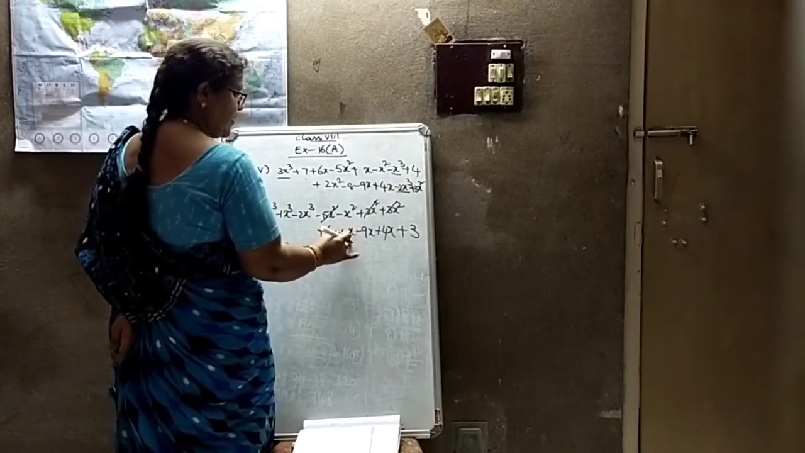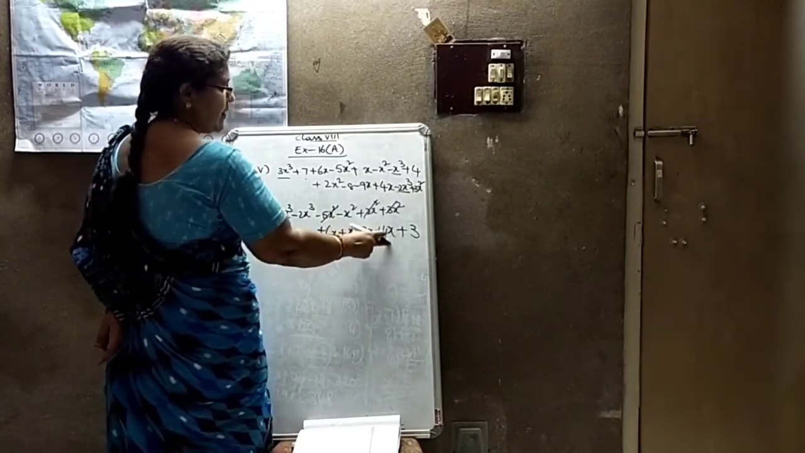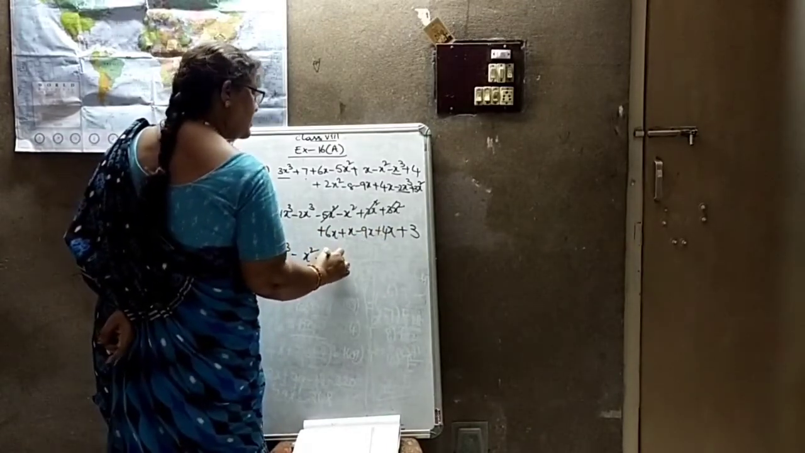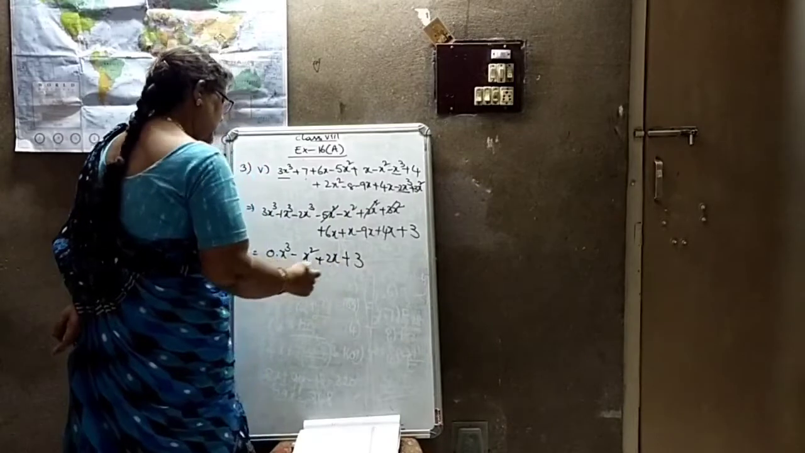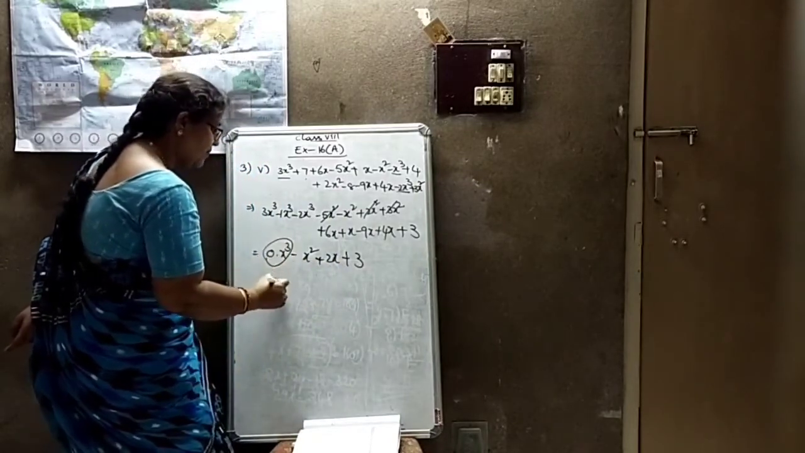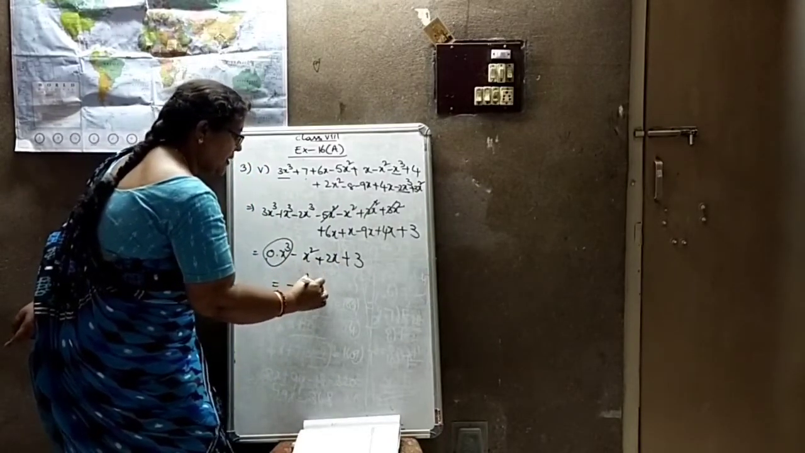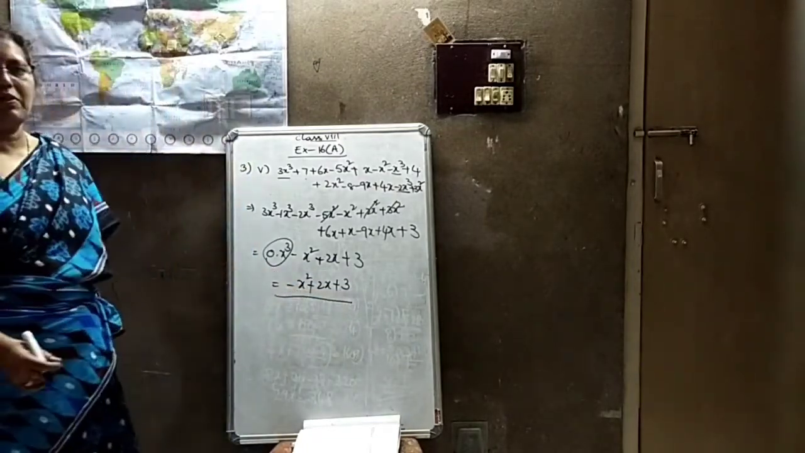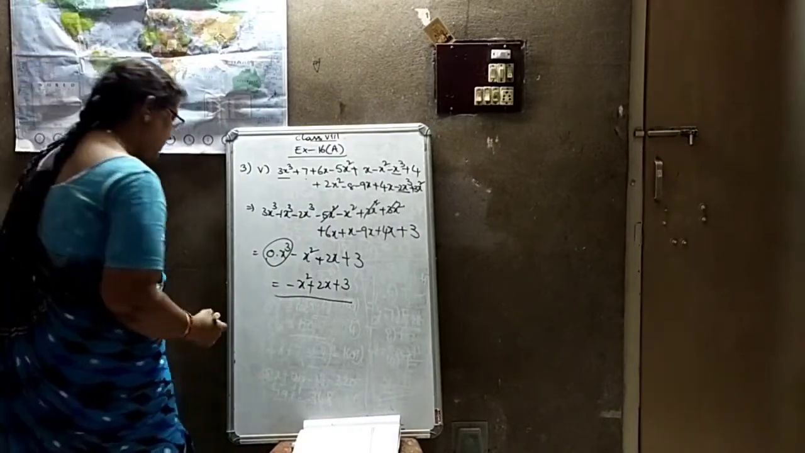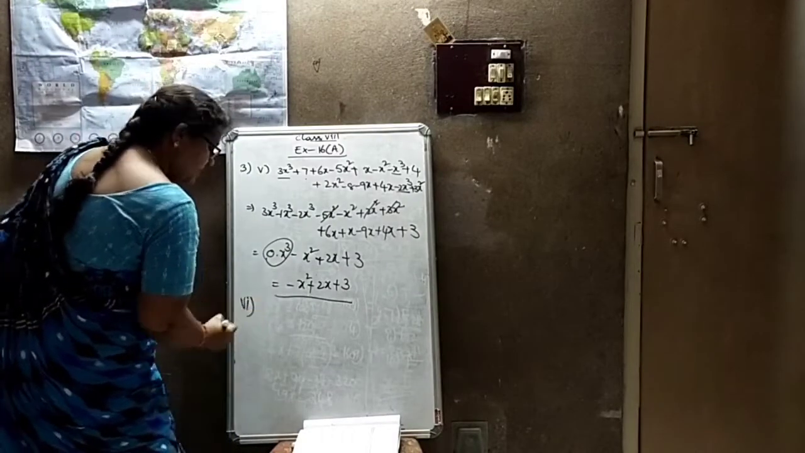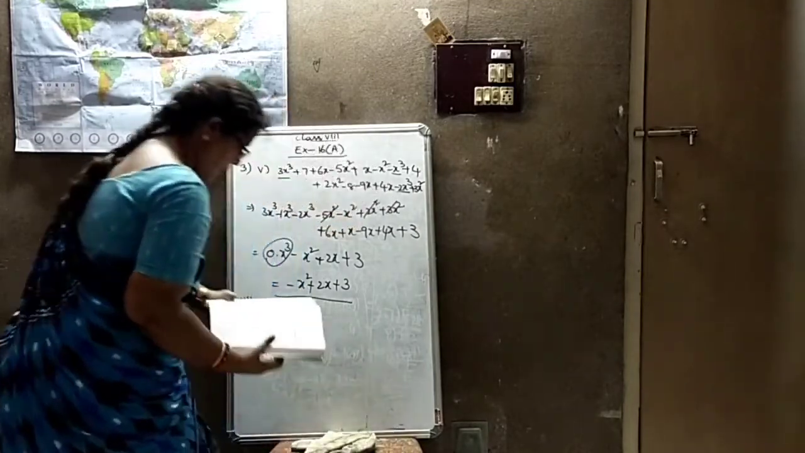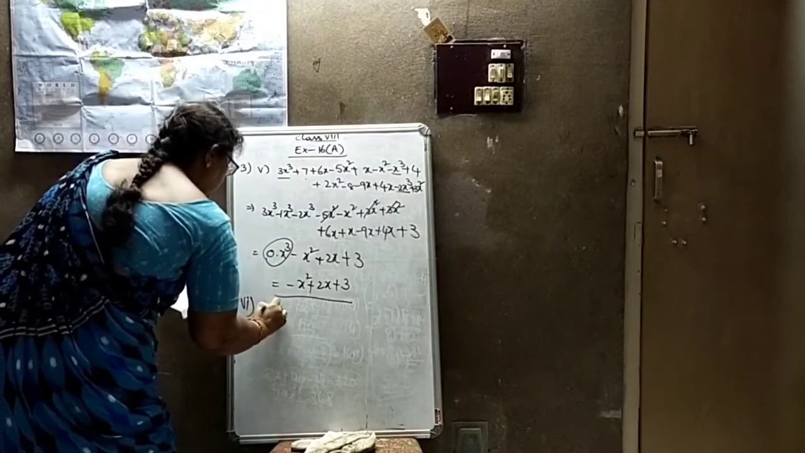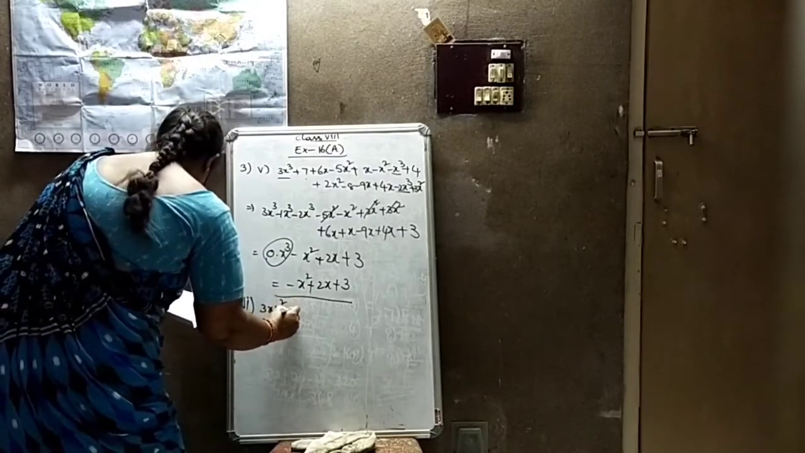6x plus 7x, 6x plus 1 is 7x, 7 plus 4 is 11, 11 minus 9 is 2, plus 2x plus 3. So this term vanishes here. Minus x square plus 2x plus 3. If you add, you will get this third sum, third Roman 12. Okay. Meanwhile, you copy and write the question.